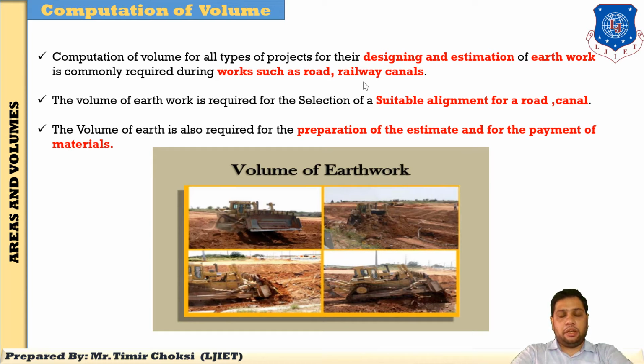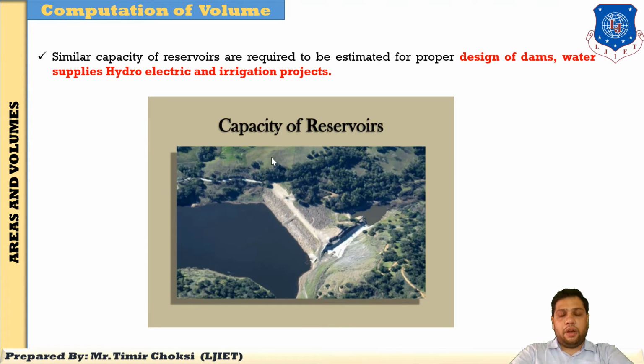Now, particularly in this session, you have to find the volume for two elements. First, you find the volume of earthwork, and second, you find the capacity of the reservoir, meaning water bodies. Similarly, reservoir capacity is required to be estimated for proper designing of dams, water supply, hydroelectric and irrigation projects. So when you find the capacity of a reservoir, you have to find the volume of that particular reservoir or canal. This is the second element.